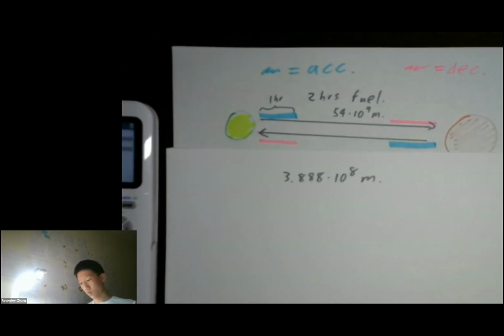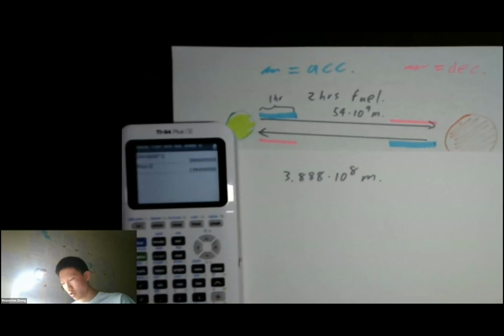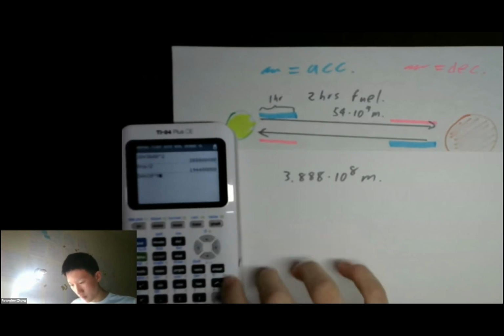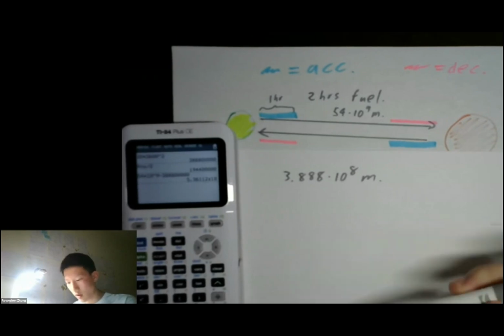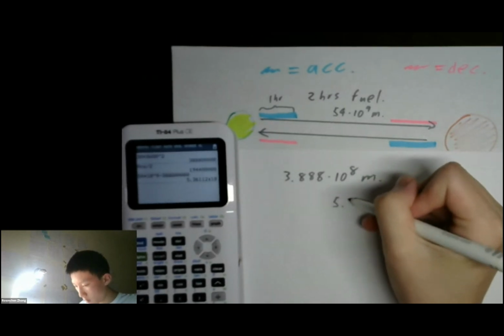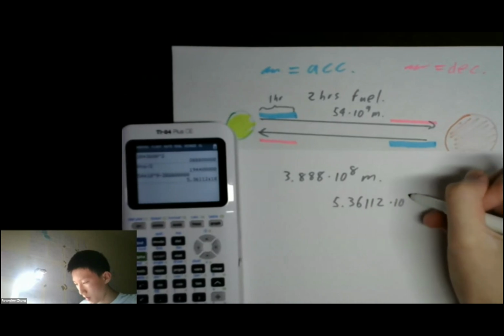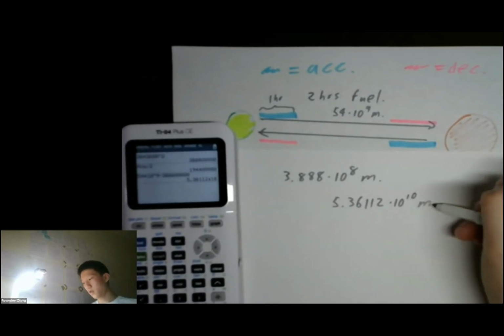So, how far have we gone in total? How much do we have left? We've got 54 times 10 to the 9. We've got to subtract this much. What's that? The calculator is very helpful. It gave it to me in scientific notation. We have 5.36112 times 10 to the 10 meters left.